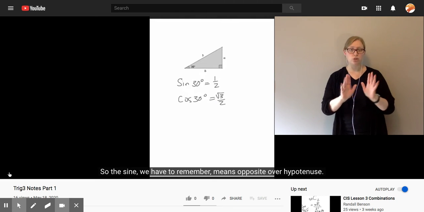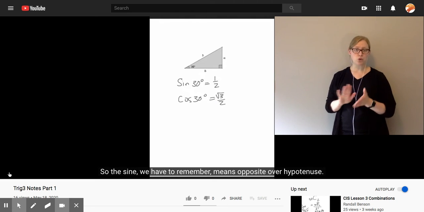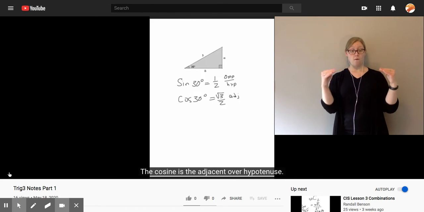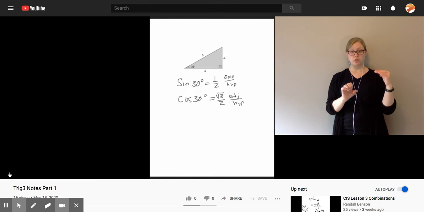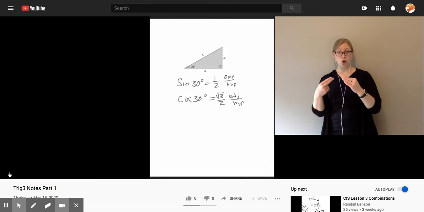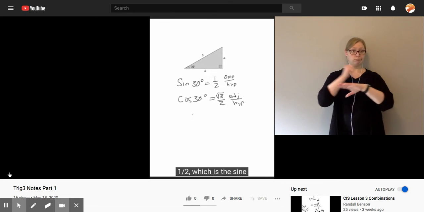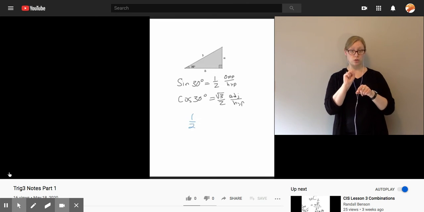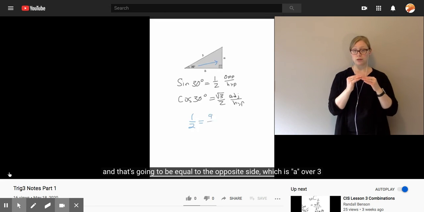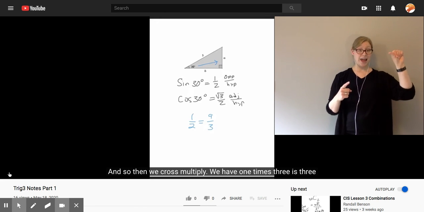So the sine, we have to remember, means opposite over hypotenuse. The cosine is the adjacent over hypotenuse. So that's going to help us set up our ratios. So we have 1 half, which is the sine, and that's going to be equal to the opposite side, which is A over 3. And so then we cross multiply.